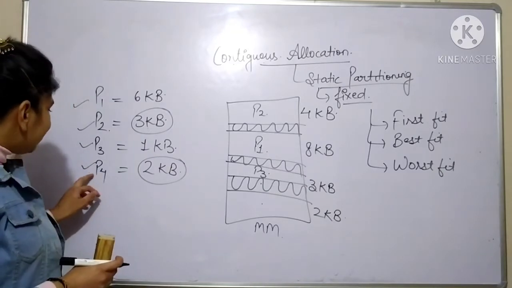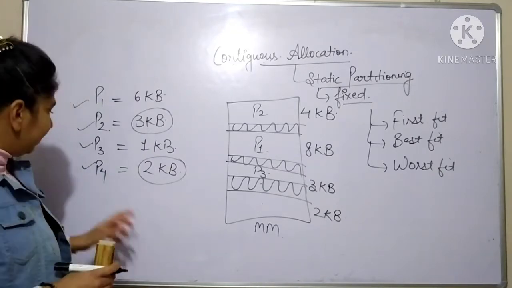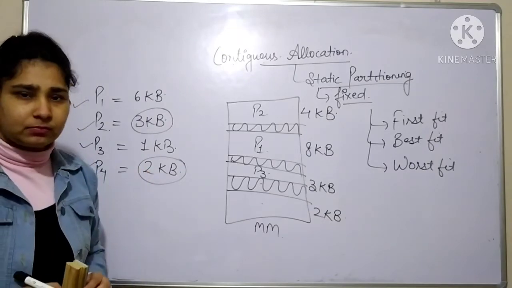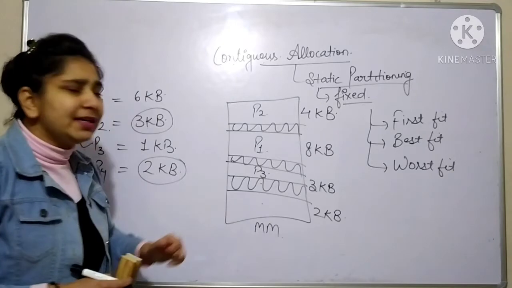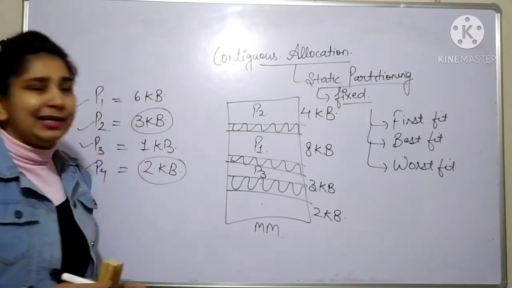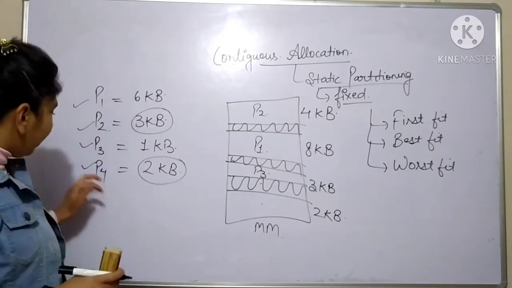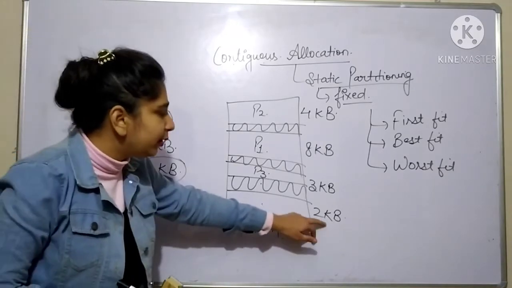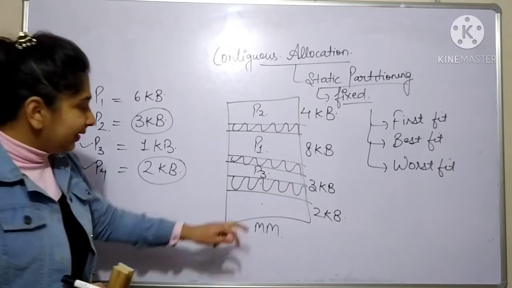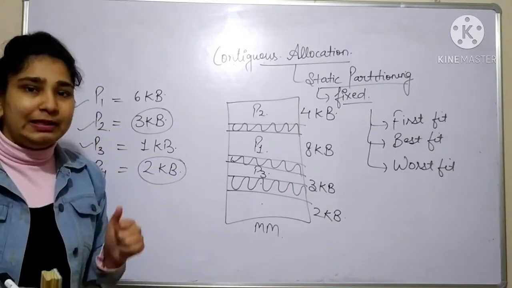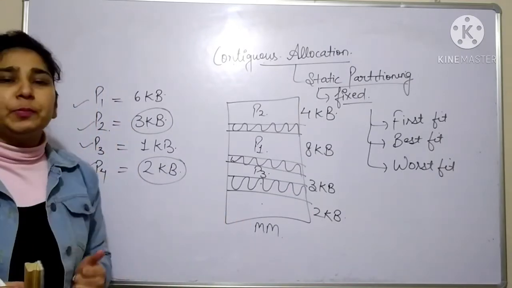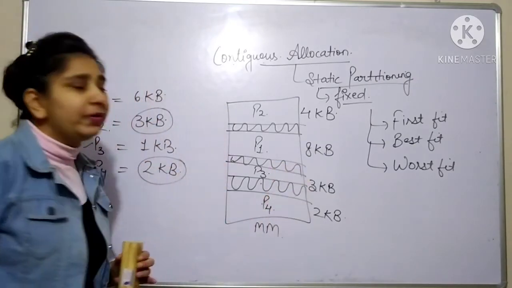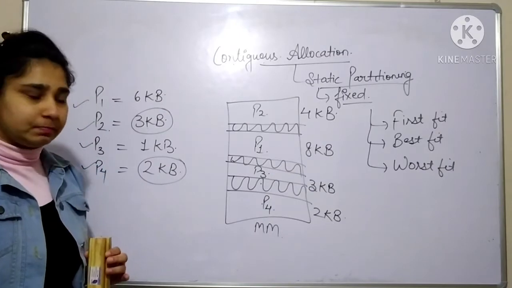Okay. Next I have process P4. The size of process P4 is 2 KB. And I have only one partition left. So your process P4 is going to be kept in this 2 KB partition. This partition is capable enough to store your process P4. So I am storing my process P4 in this partition.